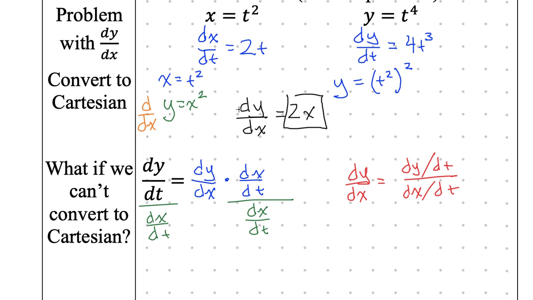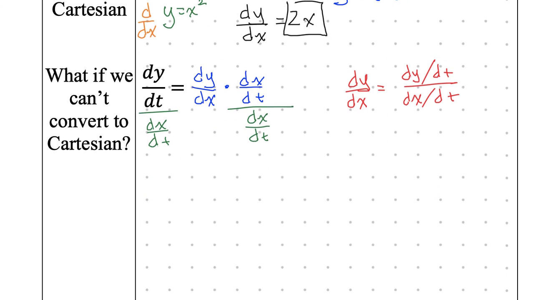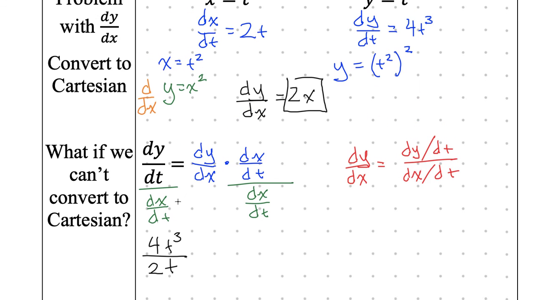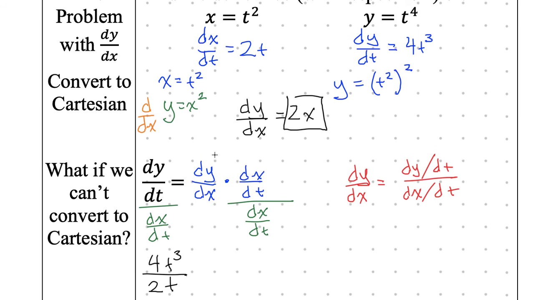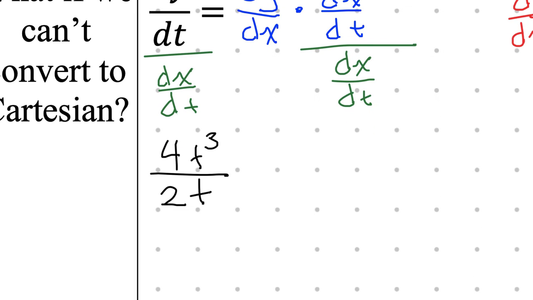Who have I not heard from? All right, so Gio's doing it for us. You said 4t to the power of 3 divided by 2t? Yes. Where'd you get those from again? Derivative. Yeah, we already did the derivatives, and they're right there. Perfect. So we did the dy on the top, the dx on the bottom. All right, now someone simplify. 2t squared. Perfect.